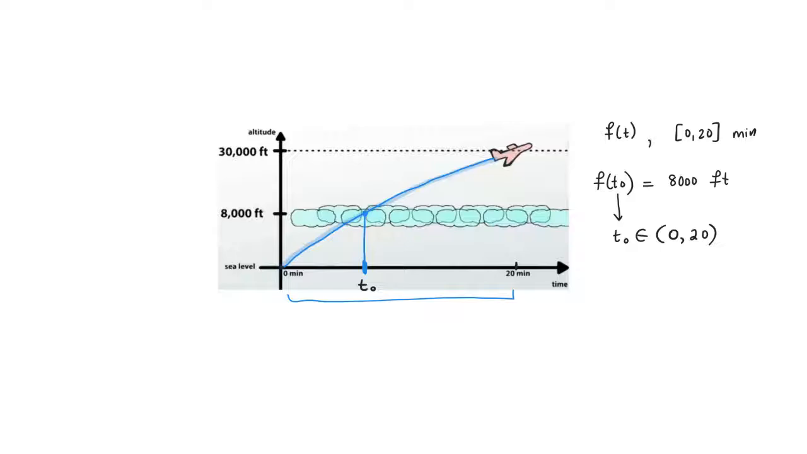But we know that because this plane follows this beautiful path over here, it will have to pass through the layer of clouds, and it's going to happen somewhere at a particular time between 0 and 20 minutes. So that's a given. In the next discussion, we're now going to go ahead and be a little bit wilder.